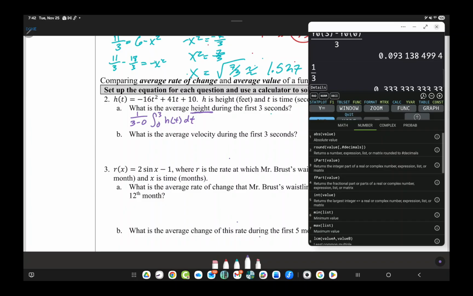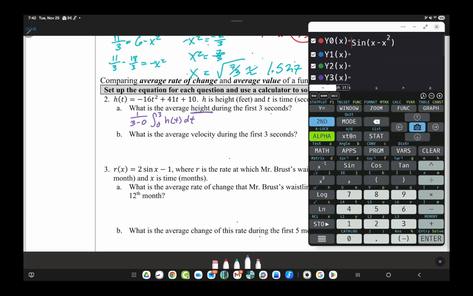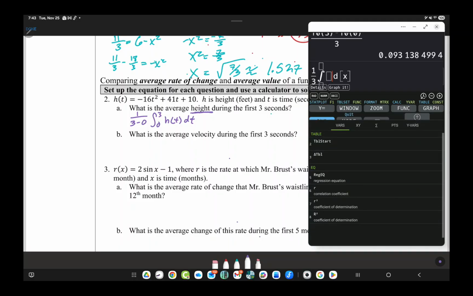Oh, one thing that might be interesting to know is that if you put your function here, let's clear this. So negative 16t squared, or just x squared, plus 41x plus 10. So let's quit. We can just go to variables, VAR, which is, I don't know if you can see the little circle move over here. Variables, and you can just go to XY.